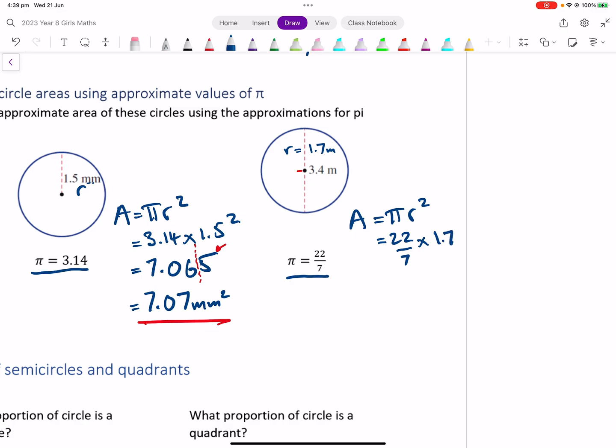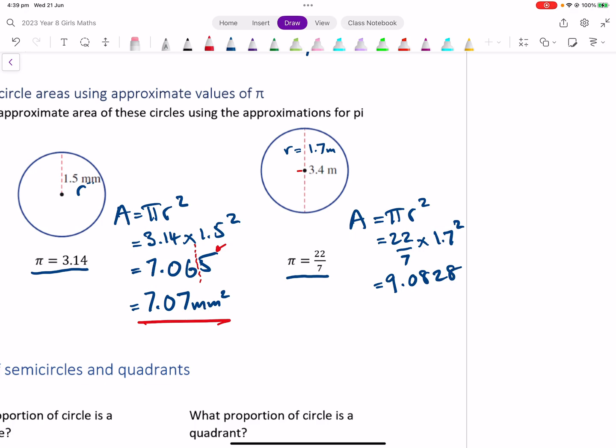Area equals pi r squared equals, and here I've just got to make sure I use 22/7 times 1.7 squared. Hey Siri, what's 22 divided by 7 times 1.7 times 1.7? The answer is approximately 9.0828.